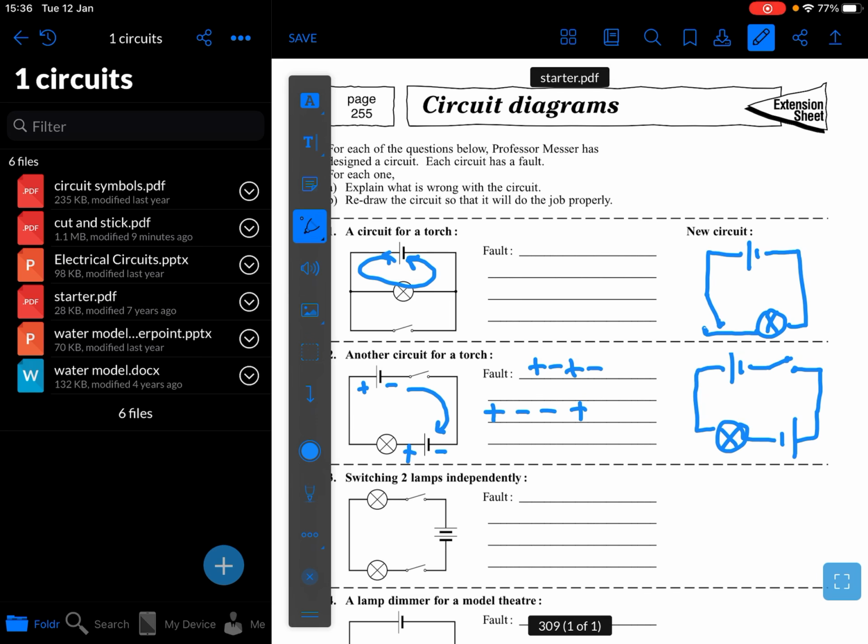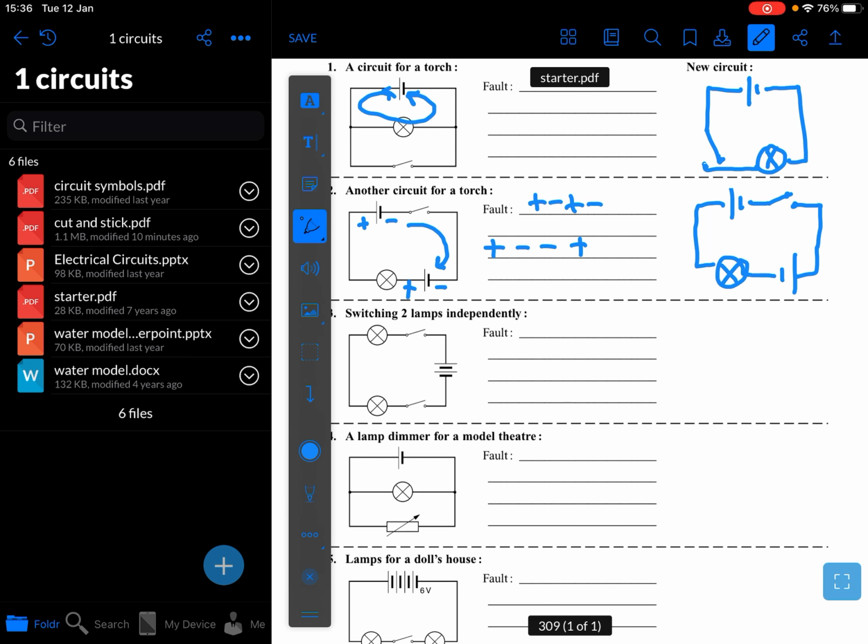Switching 2 lamps independently. So here you've got a circuit and you want to turn one light on and off, and turn the other light on and off. Unfortunately, the way they've drawn it with them both in one loop of the circuit means that if you have one light on, you're going to have both of them on. And likewise, if you turn one off, you'll have both of them switched off.